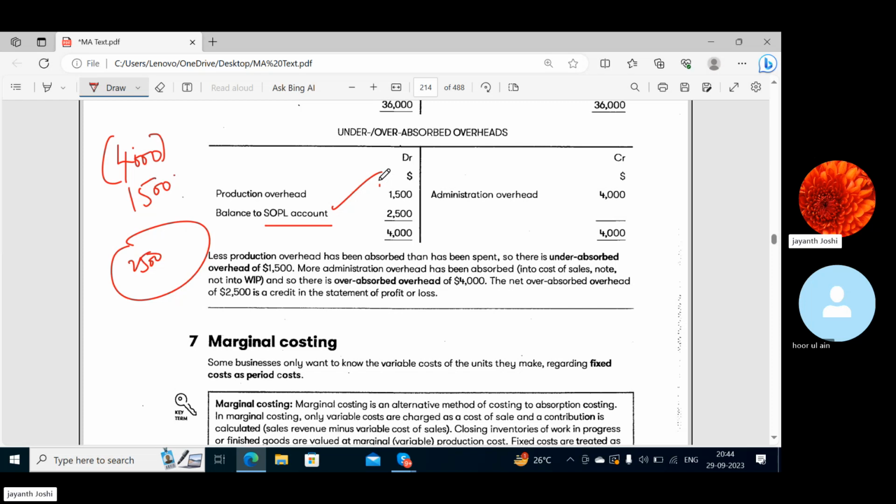So the net is what? The net over absorbed. See, net is like the over absorbed is 2,500, right? More. So this is credit in the statement of profit or loss. The more you have charged.